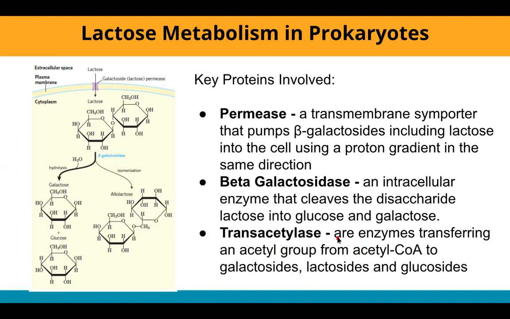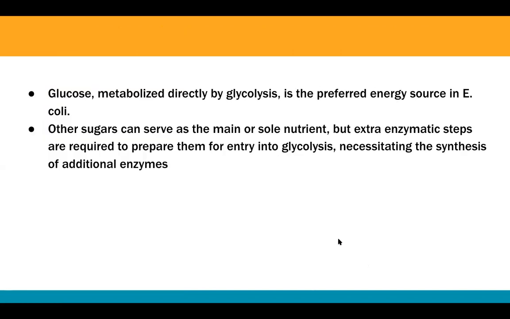We also have transacetylase. These are enzymes transferring an acetyl group from acetyl-CoA to galactosides, lactosides, and glucosides. Now, glucose metabolized directly by glycolysis is the preferred energy source in E. coli. Other sugars can serve as the main nutrient, but extra enzymatic steps are required to prepare them for entry into glycolysis, necessitating the synthesis of additional enzymes.